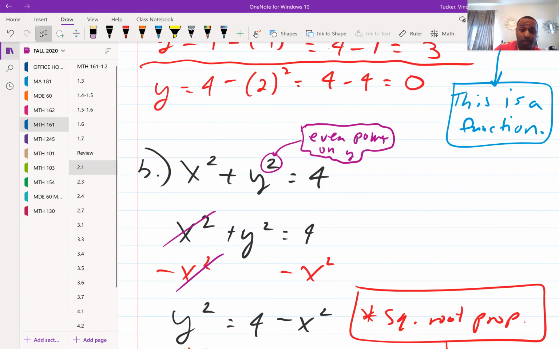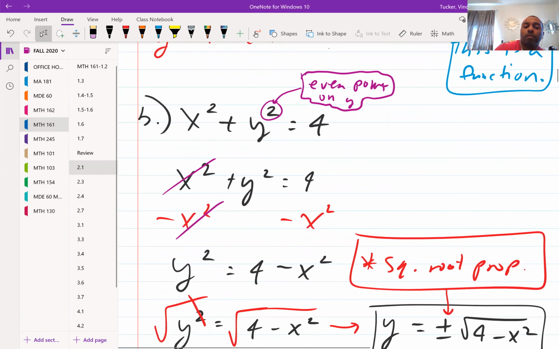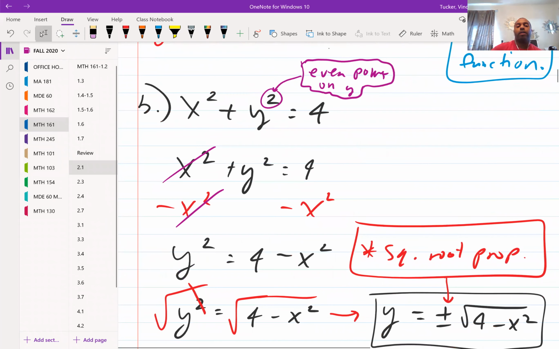That's going to be key, because when I go to solve for y, remember that's our first step, we subtract x squared from both sides. Then if you take the square root of both sides in order to get that square off of y, because of the square root property, we're going to have plus or minus the square root of 4 minus x squared. And that's because we had that even power on y. All right, and in a second, we'll see how that makes a difference in what we do.